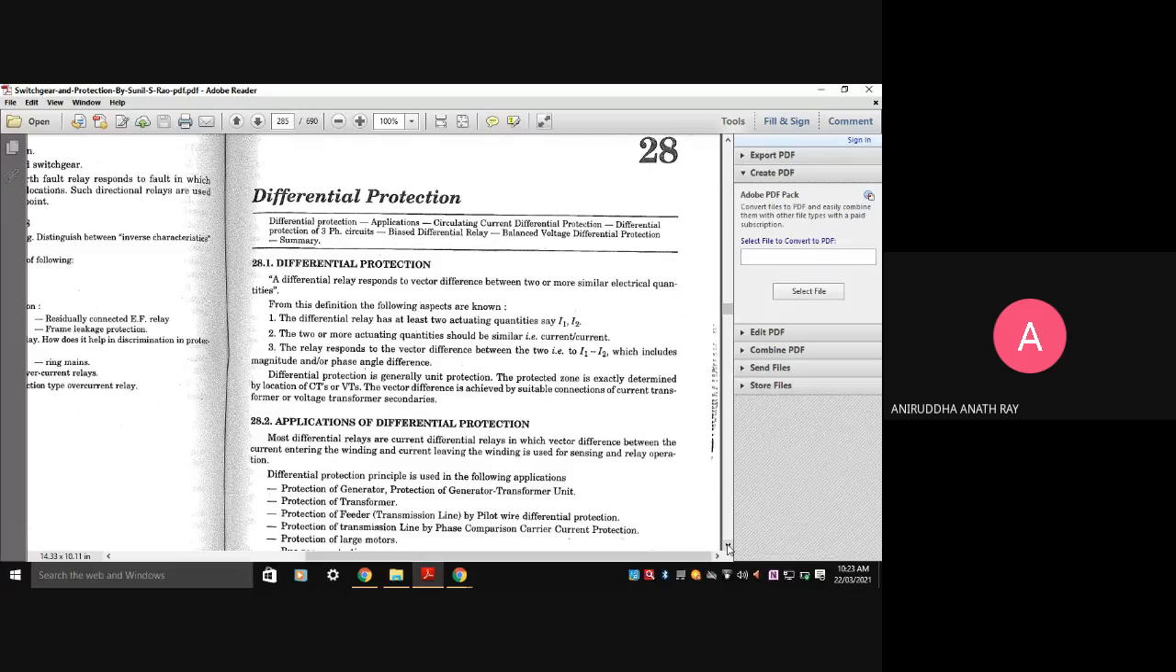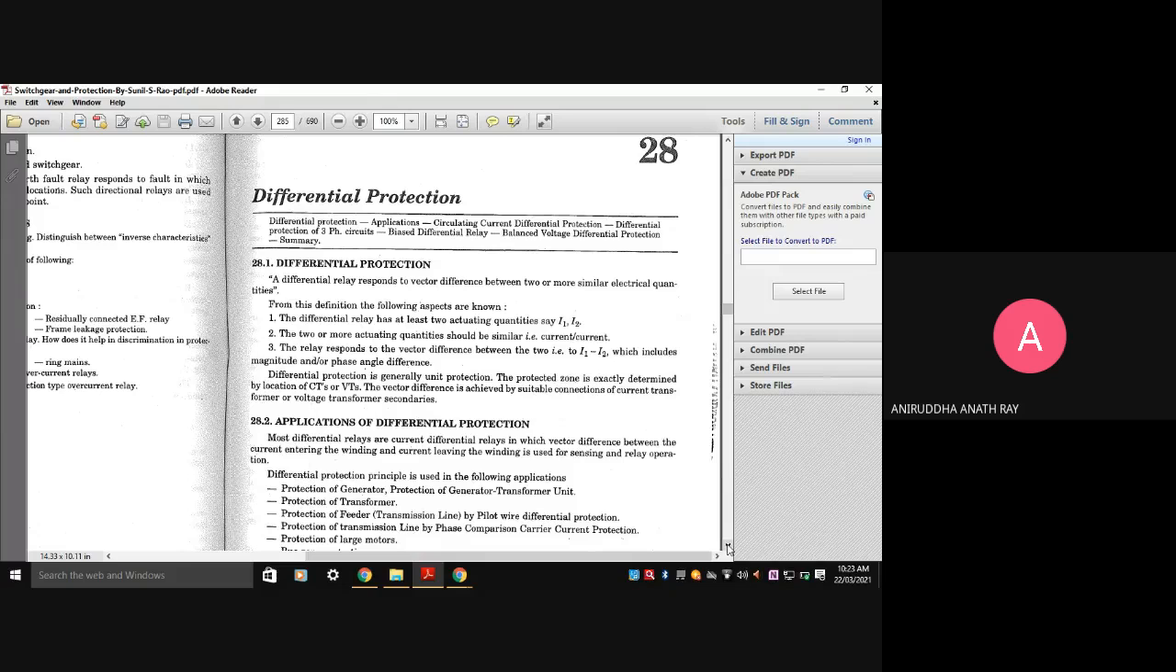Is it clear to everyone? So basically, a differential relay responds to the vector difference of almost similar electrical quantities. From this definition, the following aspects are known. The differential relay has at least two actuating quantities, say I1 and I2. The two or more actuating quantities should be similar, that is, current or current. The relay responds to the vector difference between the two quantities, that is I1 minus I2. When I say vector difference, the term includes both magnitude and phase angle difference.